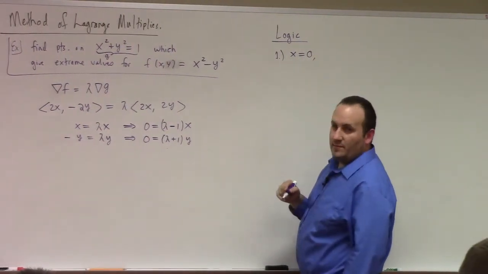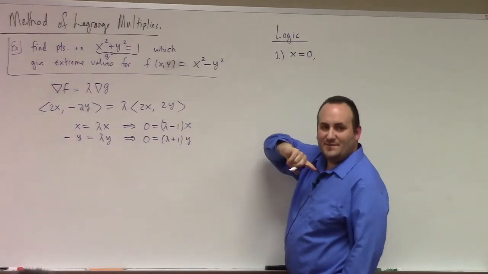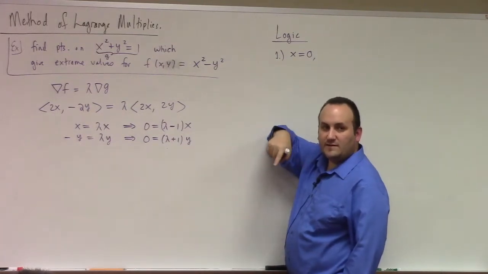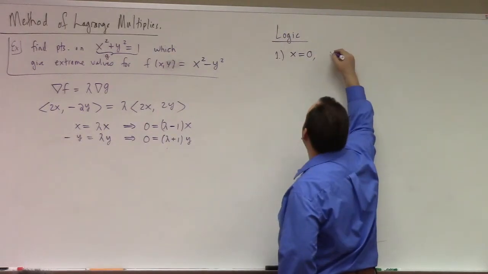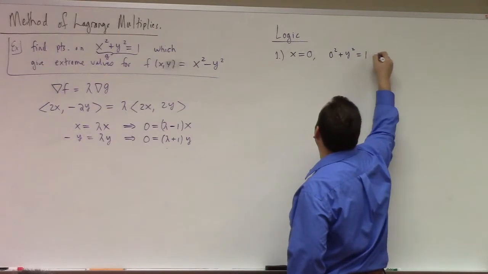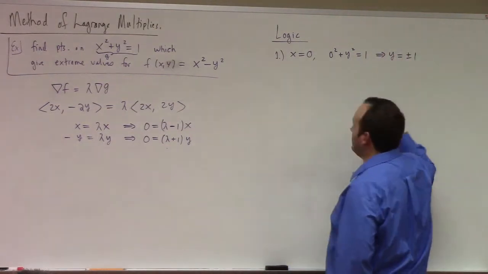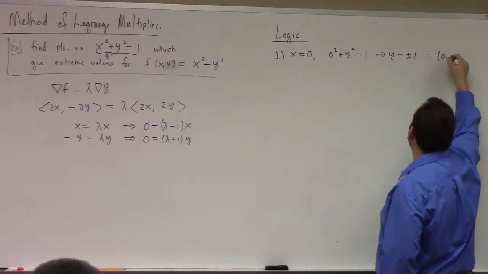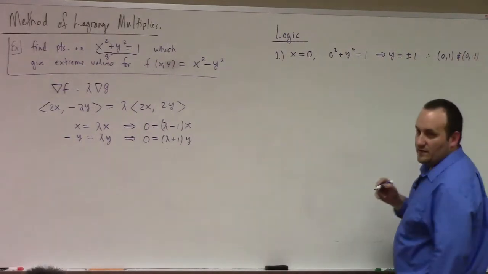No. I agree with you that lambda has to be minus 1 since y can't be 0. But the more interesting question is, what is y in this case, right? To figure out what y is, we use 0 squared plus y squared has to be equal to 1, which tells me that y is equal to plus or minus 1. So in this case, I get 2 points: 0, 1 and 0, minus 1 as possible extremal points.